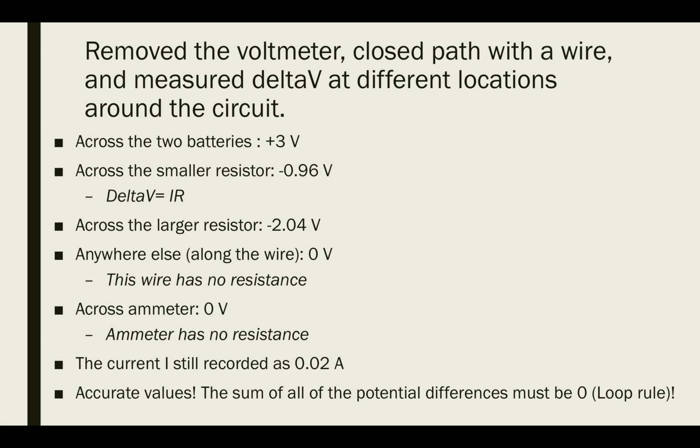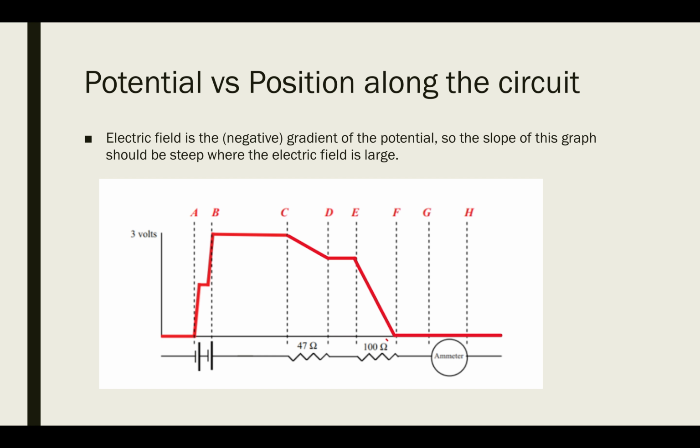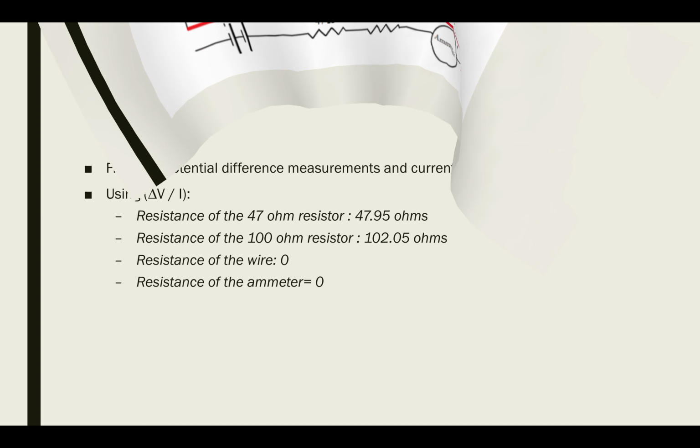We know that these are accurate values due to the loop rule, since 3 minus 0.96 minus 2.04 indeed equals 0. In this graph, you can see how the voltage goes up across the batteries, then down across the resistors, and then back to 0 throughout the loop. Next, I calculated the resistance using the values of delta V and current that I recorded from the simulation.